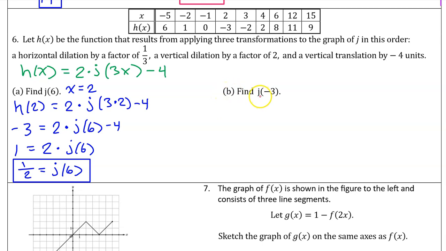Part B, in order to find j at negative 3, we need to pick a value of x that will cause j at negative 3 to show up. Let's let x equal negative 1.